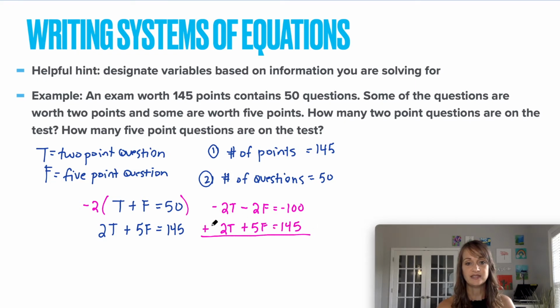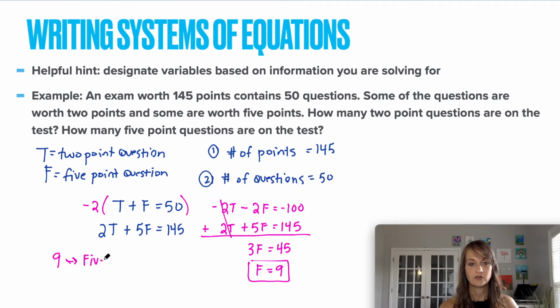Now, when I add these together, the t's will eliminate each other, leaving you 3f equals 45. So in this case, you would divide by 3, and so f equals 9. What does that mean? That means that there were 9 of the 5-point questions. There were 9 5-point questions.